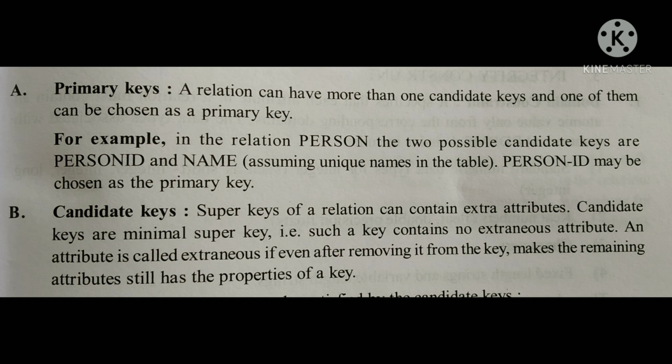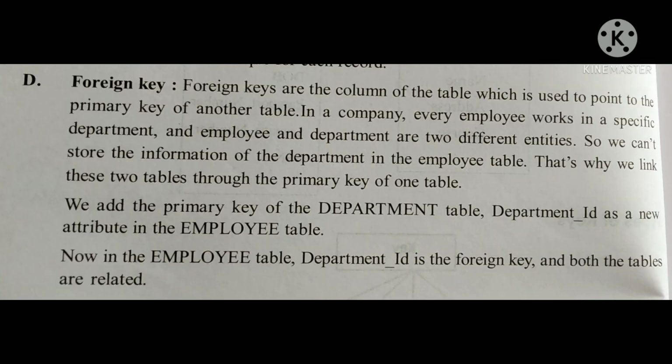The third key is the super key. A super key is an attribute or a set of attributes used to identify the records uniquely in a relation. For example, in the relation person described earlier, person ID is a super key, since person ID is unique for each person. Similarly, the combinations person ID and age, or person ID and name, are also super keys of the relation person, since the combination is also unique for each record.